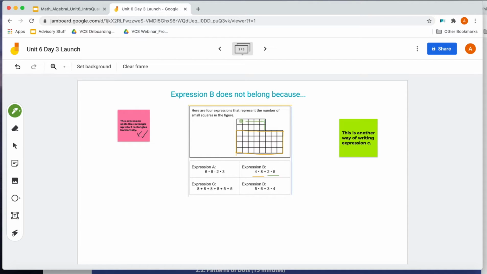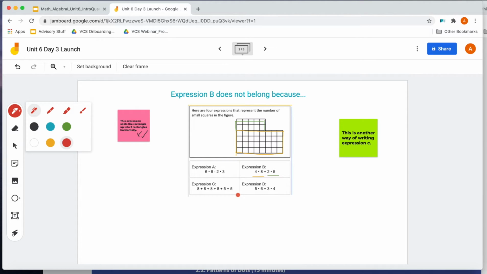Beautiful. So we can see that connection again. I'm interested in this part. How do you say that this is another way of writing expression C? If you have someone who's super advanced with the vocabulary, they might say, expression C shows us repeated addition, and we know repeated addition is the same as multiplication. Or something a little simpler, right? We have 4 groups of 8, and we're adding it to 2 groups of 5.